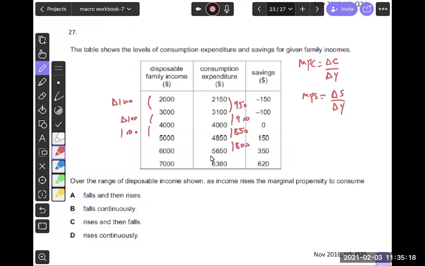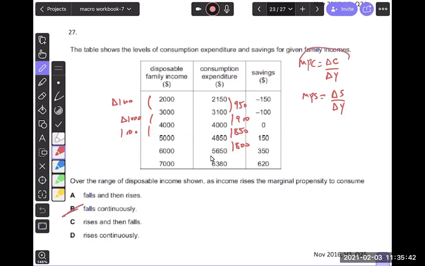So basically, MPC is going to go down continuously, right? From 950 to 900 to 850 to 800, because I'm going to divide 950 by 1000, 900 by 1000. So this is always 1000, right? The denominator is 1000, the numerator is getting smaller and smaller. So MPC falls continuously. Got it?